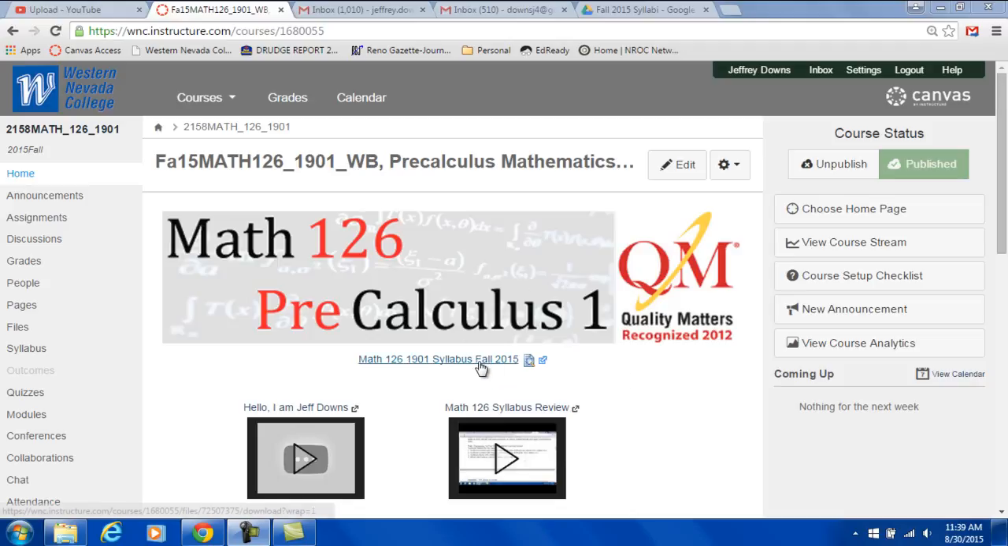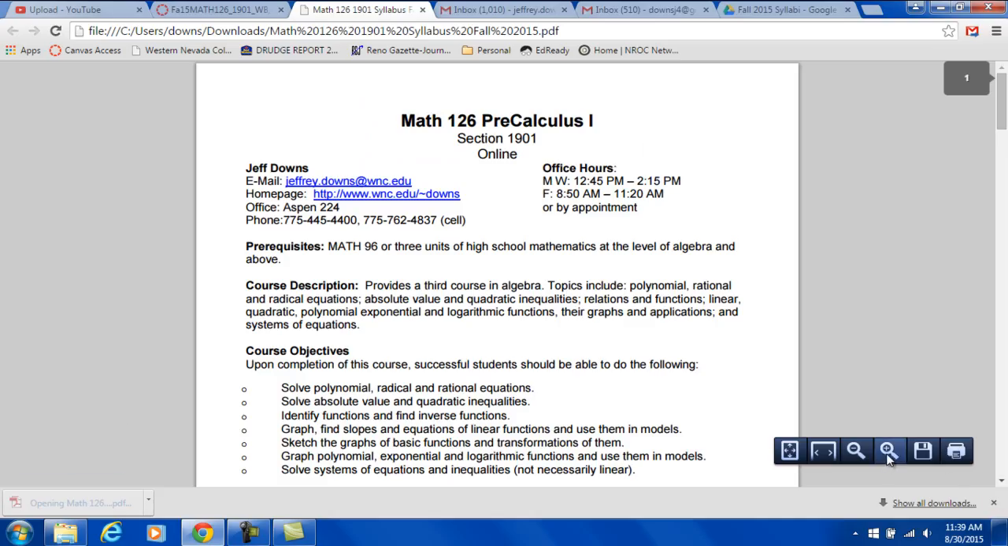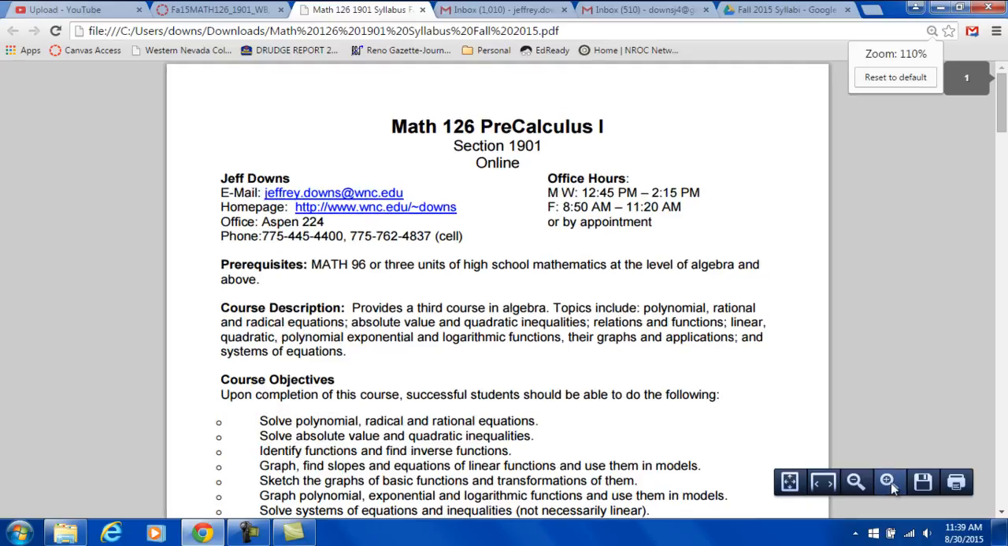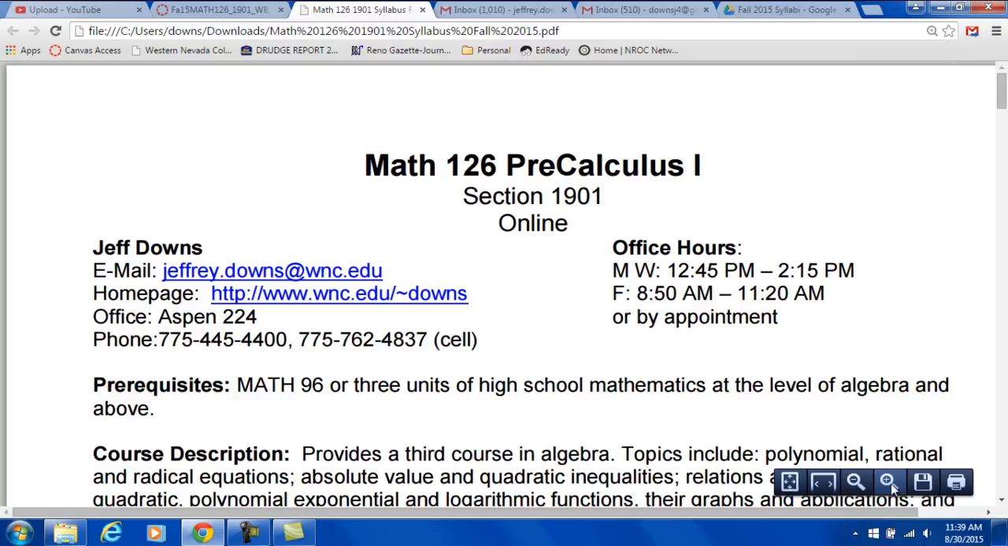This is our Canvas page. I want to click here where the syllabus is located. We're going to go through the syllabus, and it's downloading down there. Open that up. I'm going to go ahead and zoom in so we can see a little bit better. Okay, so Math 126, Pre-Calculus 1, Section 1901, online. And it's an online section. We do have a meeting planned, I believe, on Tuesdays at 1 o'clock. So that's what we'll be working with.